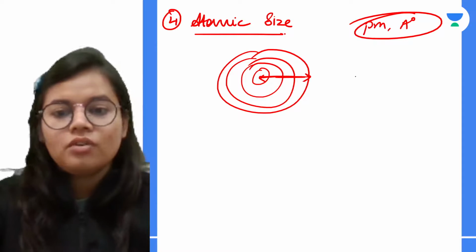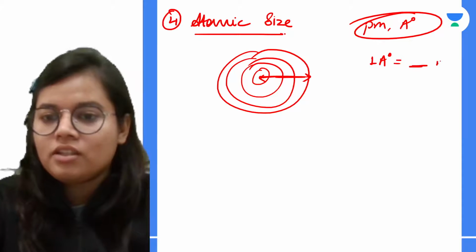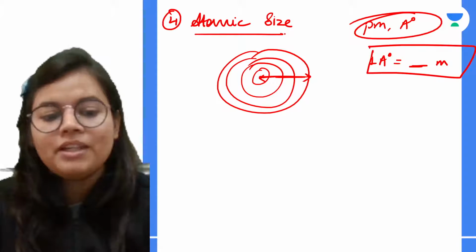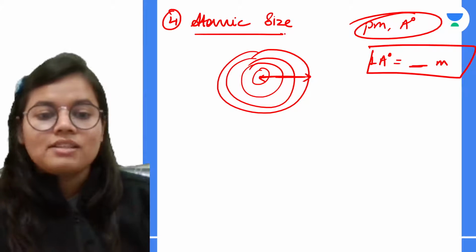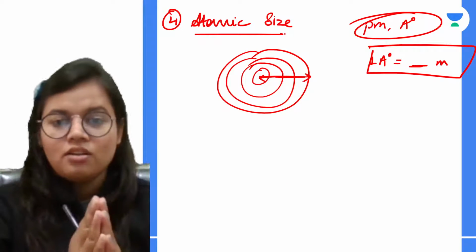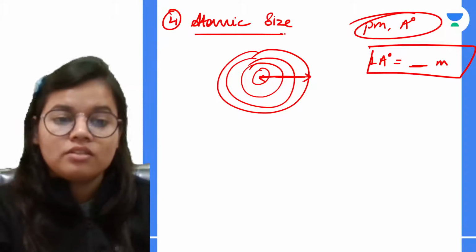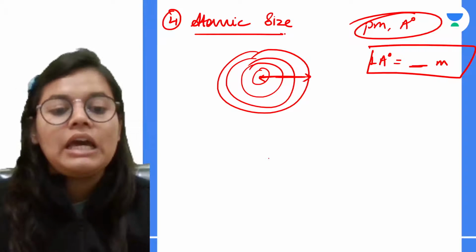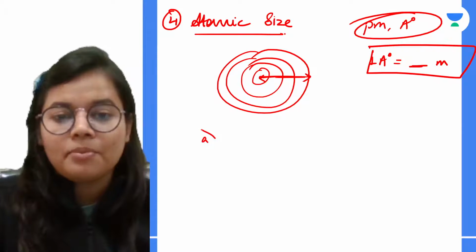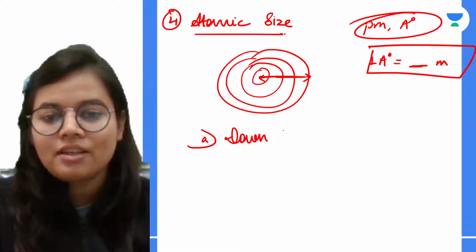Okay, so question for the day is 1 angstrom, it is equal to what in meter? This is your question. If you know it, please do let me know in the chat box. Okay, तो atomic size क्या होती है? It is the distance from the middle of the nucleus to the outermost shell of the atom. Okay, now let's see what happens down the group. What do you think? It increases, decreases, or remains same?